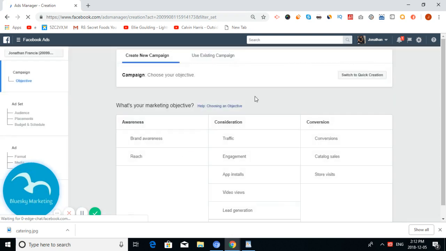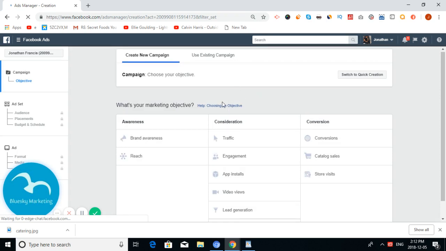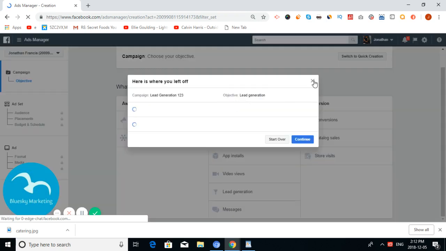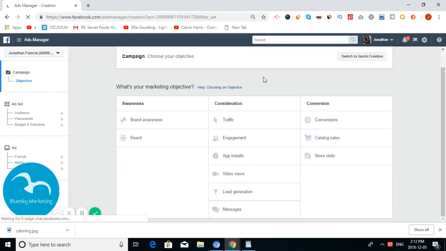Here we are finally, let's dive in. So this is the first page of the Facebook ads. When you are actually creating your first ad, it's going to ask you what is your marketing objective, right? In this case, you would click traffic, which is going to focus on bringing people over to your website.